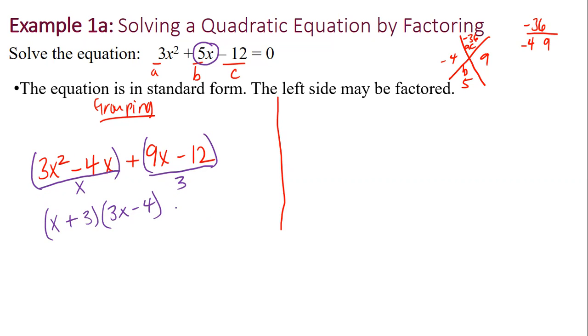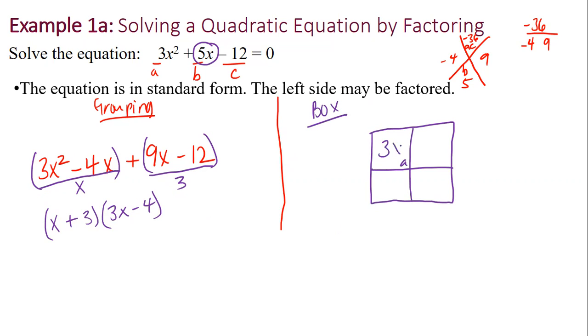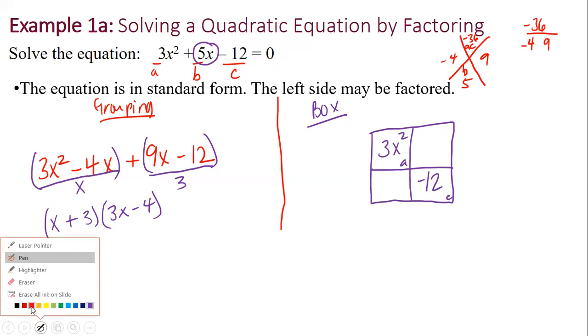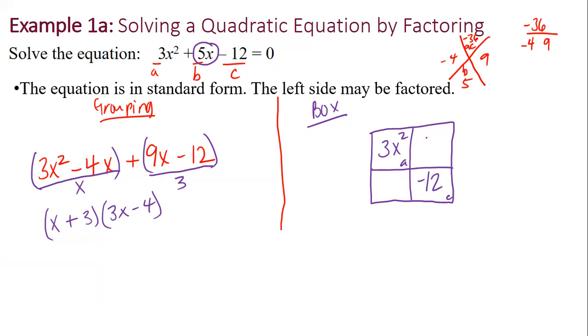So that's grouping. If you are more of a visual learner, then there's the box. So for visual learners, you take it to the box. The first box is your A term, which is 3x squared. And the last box is your C term, which is negative 12. Your remaining two boxes are your magic numbers that work. So it was negative 4x and 9x. It does not matter which goes in the last two boxes.